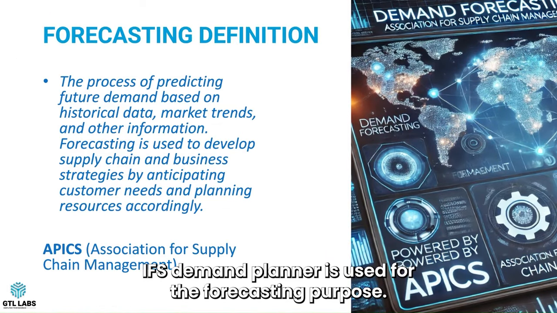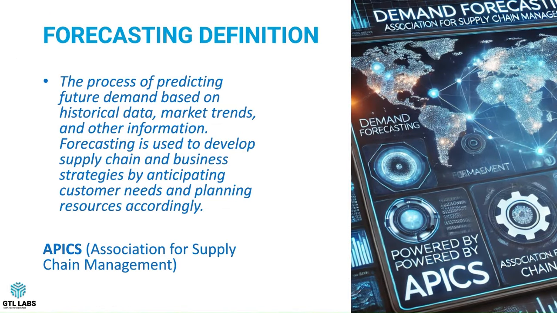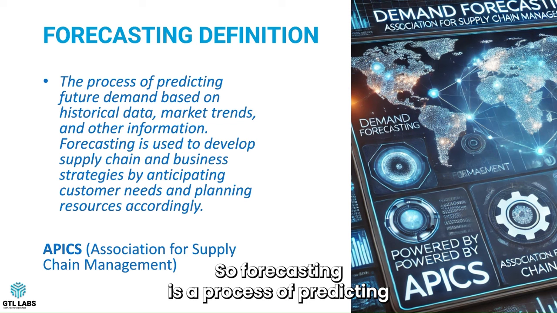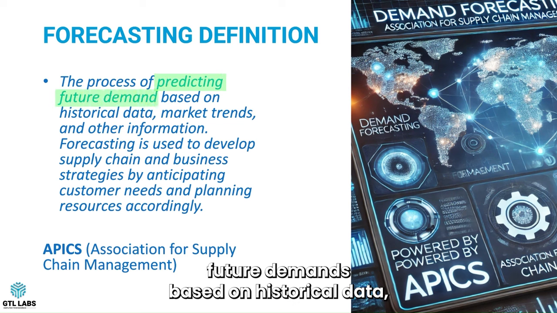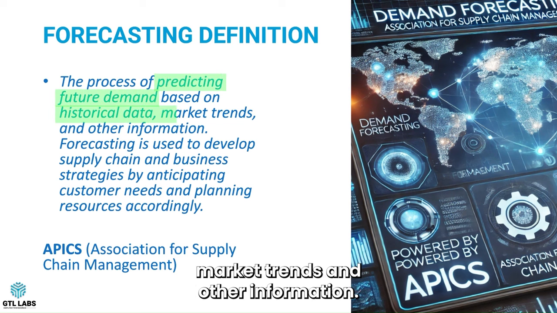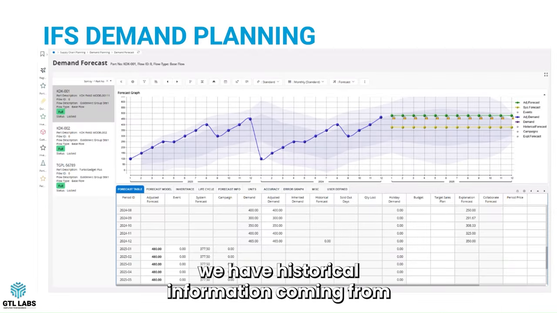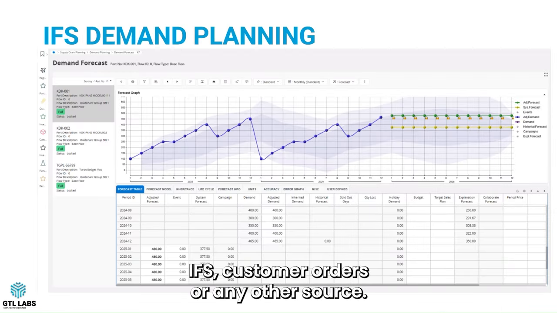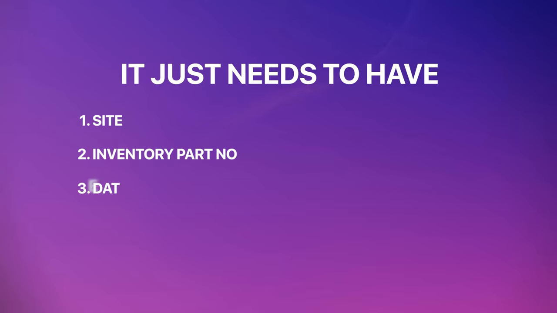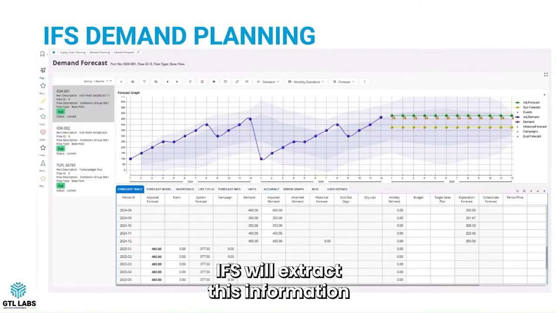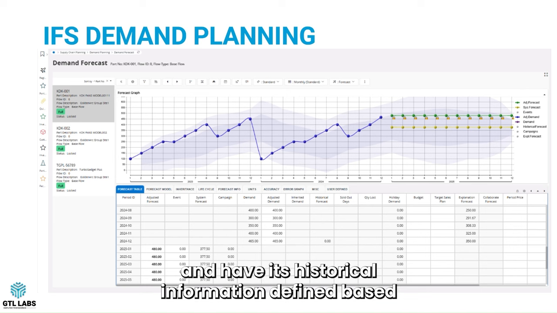IFS Demand Planner is used for forecasting purposes. Forecasting is the process of predicting future demands based on historical data, market trends, and other information. In IFS, we have historical information coming from IFS customer orders or any other source. It just needs to have site, inventory number, date, and the quantity information. Based on that, IFS will extract this information and have its historical information defined.